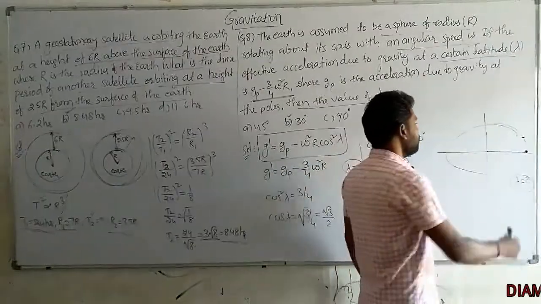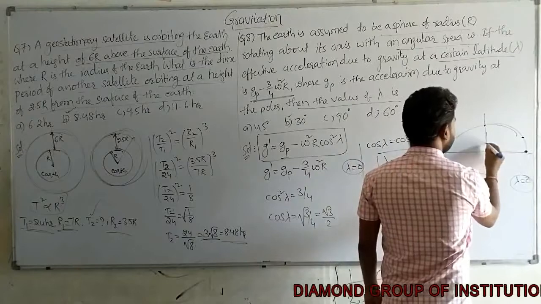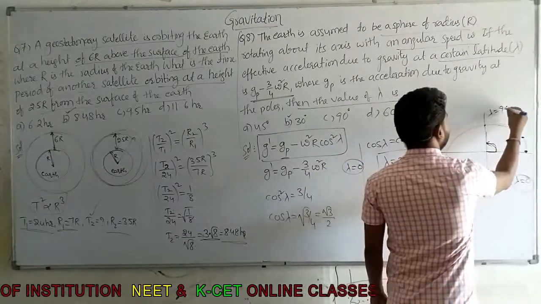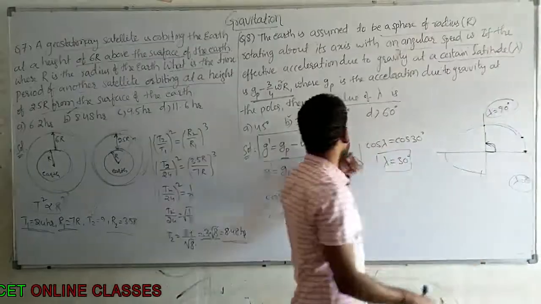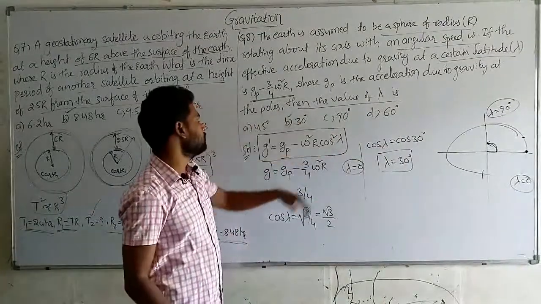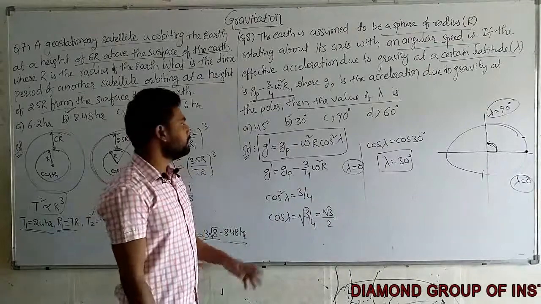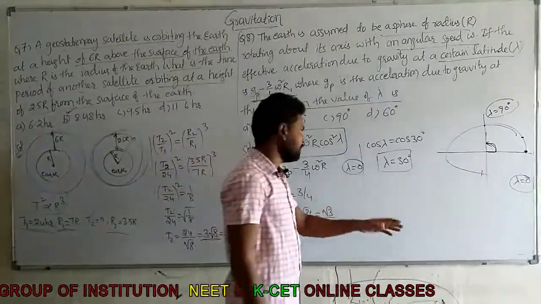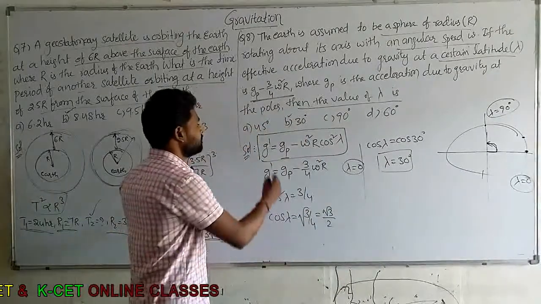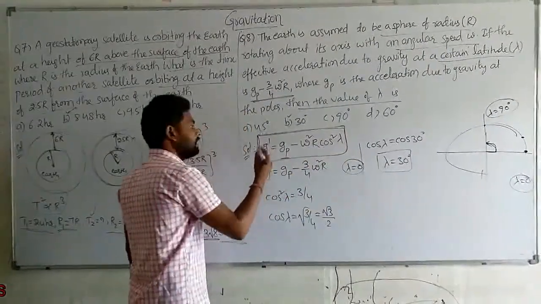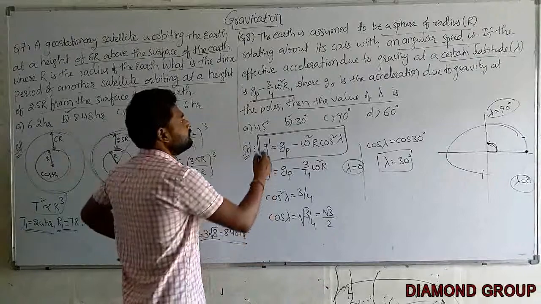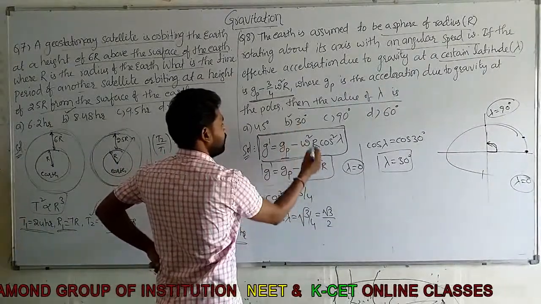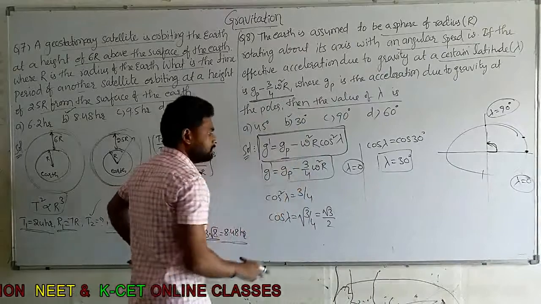At the polar axis, at the pole, the angle is 90 degrees, so lambda equals 90 degrees. If lambda equals 90 degrees, cos 90 is 0, this term becomes 0, then g dash equals gp. That means the acceleration due to gravity is maximum at the poles and minimum at the equator. We get this from the formula. The actual formula is this one, but at a certain latitude in the question they gave the g dash value as gp minus 3 by 4 omega square r. Equate these two, compare these two equations.